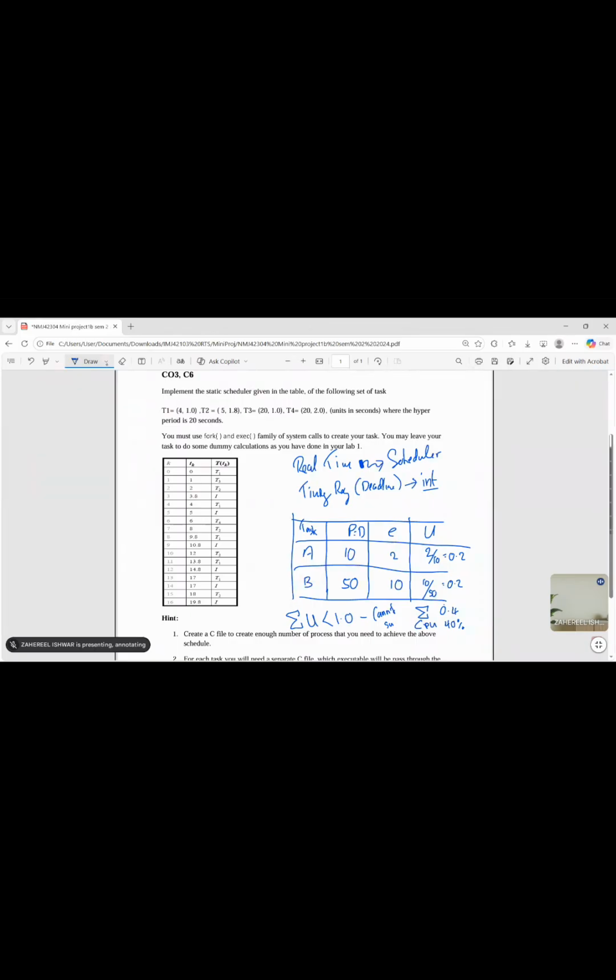The answer lies in, let's say this is my timeline. Now I will show you the case where, yes, they will meet their deadline. So this is 0. What I'll do next is I execute task A first. It runs for 2 units of time. The deadline is 10, so it hasn't missed its deadline. After task A is running, next I run task B.